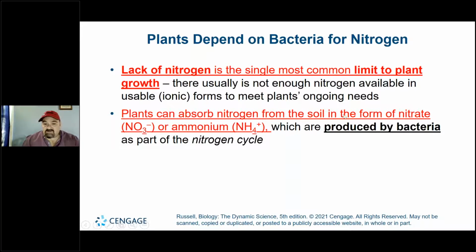Plants can absorb nitrogen from the soil in the form of nitrates or ammonium produced by bacteria. These are waste products of bacterial metabolism, these nitrates and ammonium, and they're very important for the nitrogen cycle and for the plants to have the ability to grow healthy.